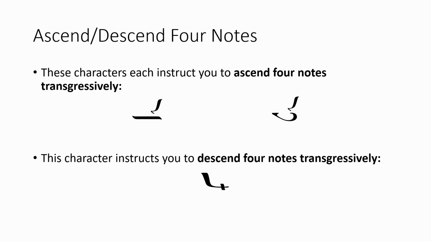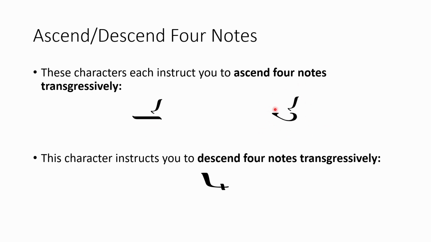So since we've discussed characters that have you go up or down 3 notes, we may as well also introduce the characters that instruct you to go up or down 4 notes. So the top 2 characters here instruct the chanter to jump up 4 notes from the current note. So if you're at ni, you would go up to the. Ni, the. Similarly here, it's the same thing, same story.